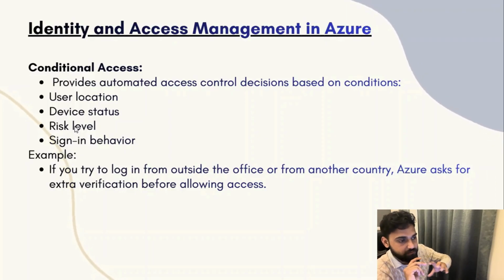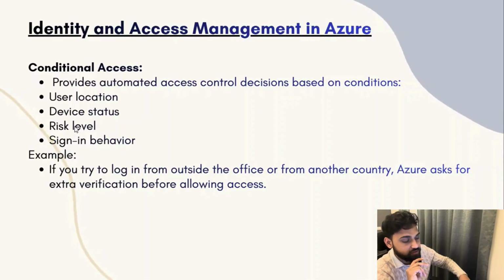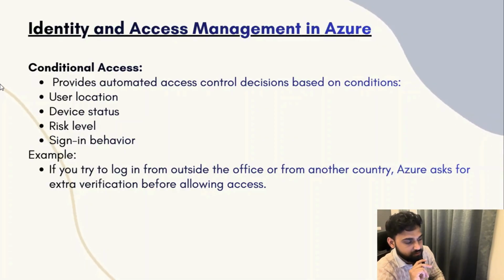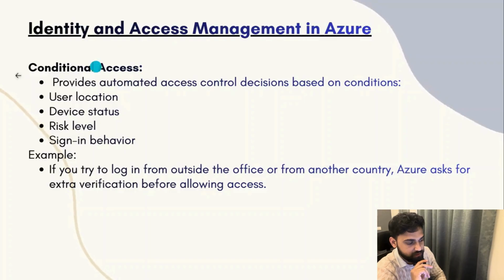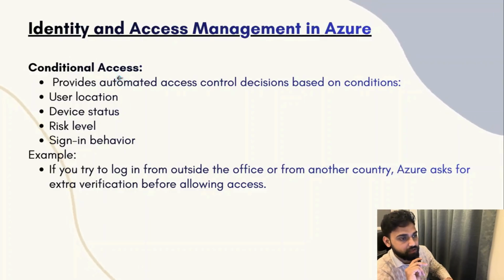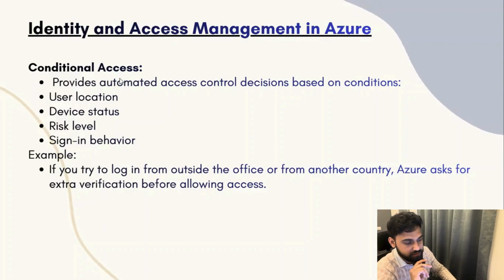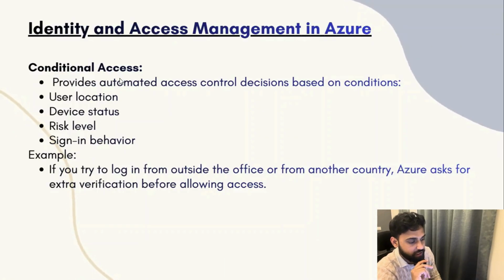It can vary based on your conditions, okay. The first point is user location. If you want to restrict someone based on their location, then you can put conditional access. If they are within your condition, they can access, otherwise they can't. And the device status, also based on this you can filter out some access authentication. Then the risk level, then the sign-in behavior.